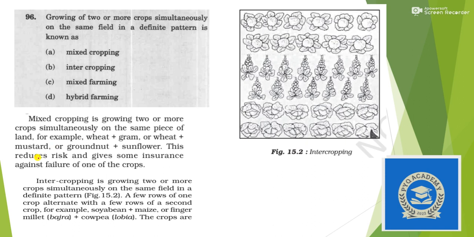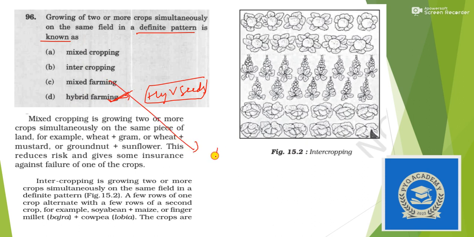Growing of two or more crops simultaneously on the same field in a definite pattern is known as. There are different cropping patterns, and we have to check which one is matching with this definition. Okay, so let me define each and every option. The last option is hybrid farming. This is when we use hybrid seeds for increasing the productivity, that is known as hybrid farming.